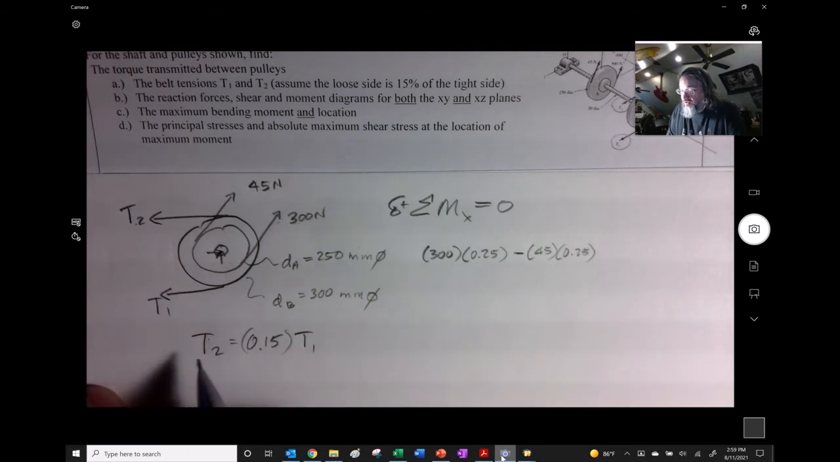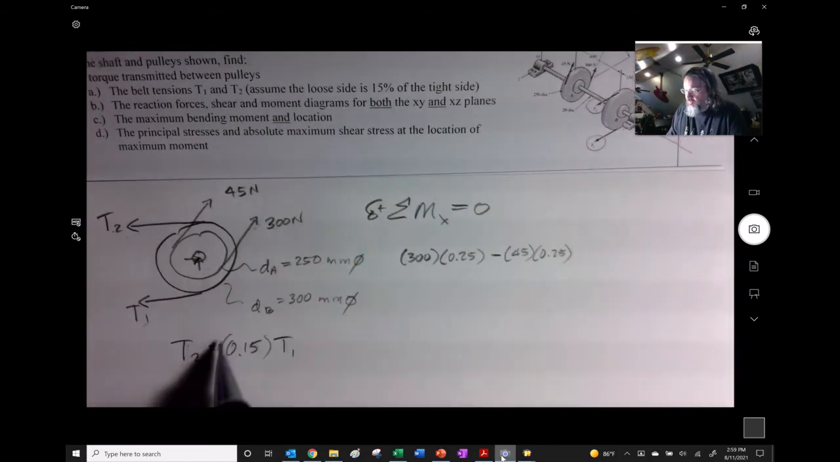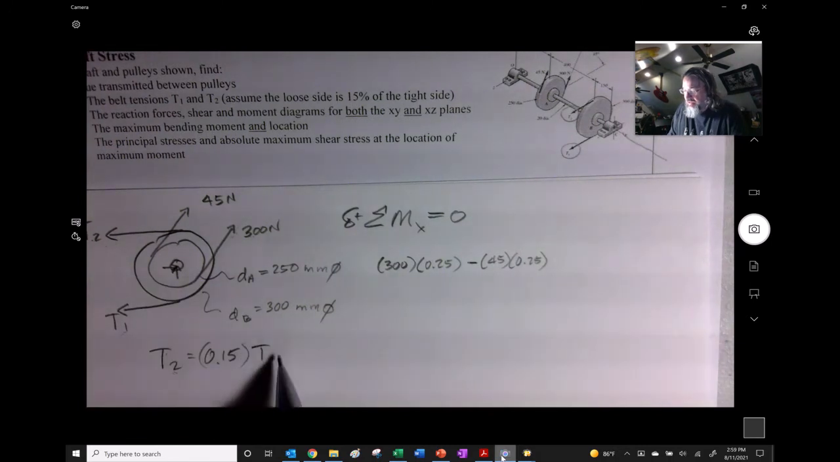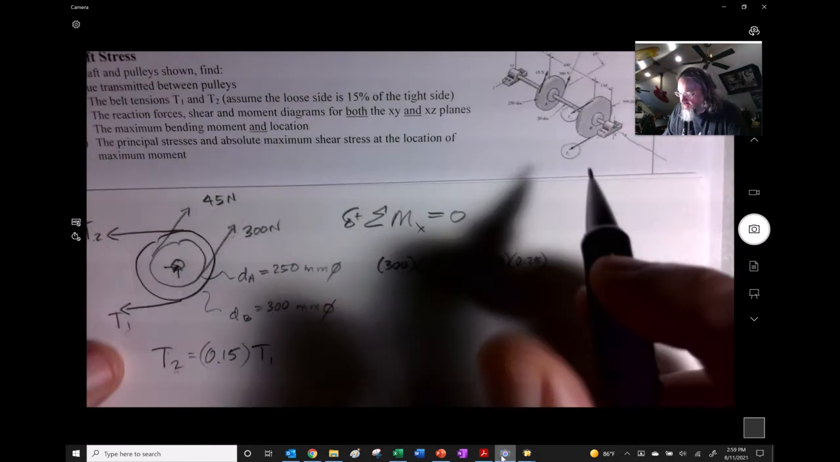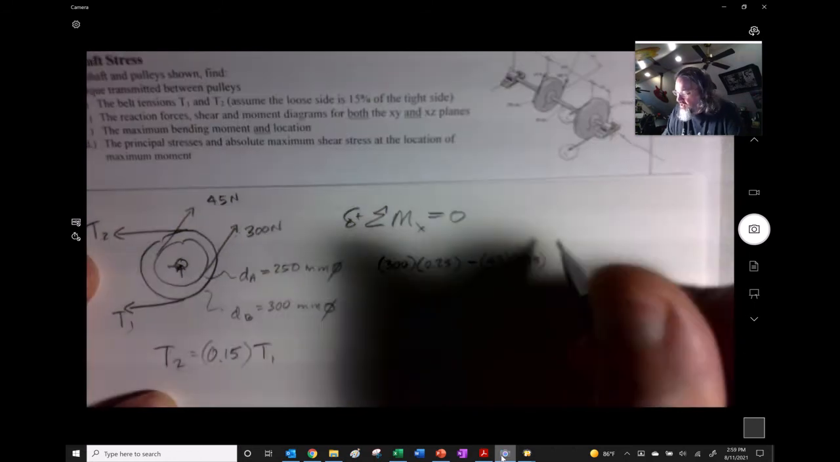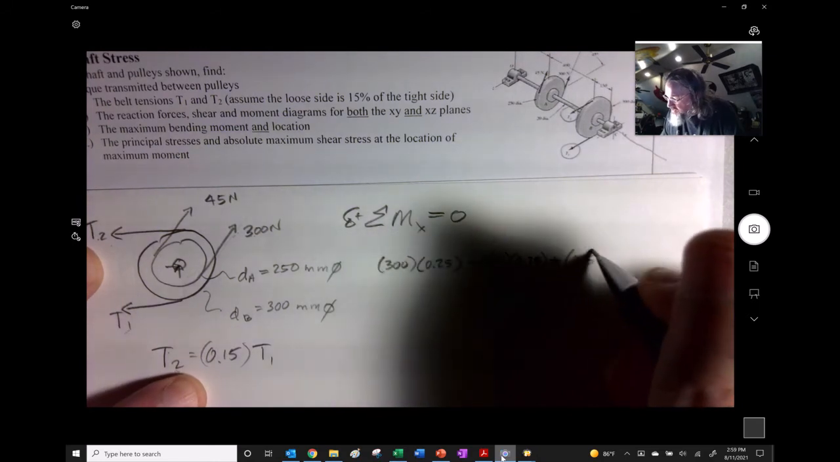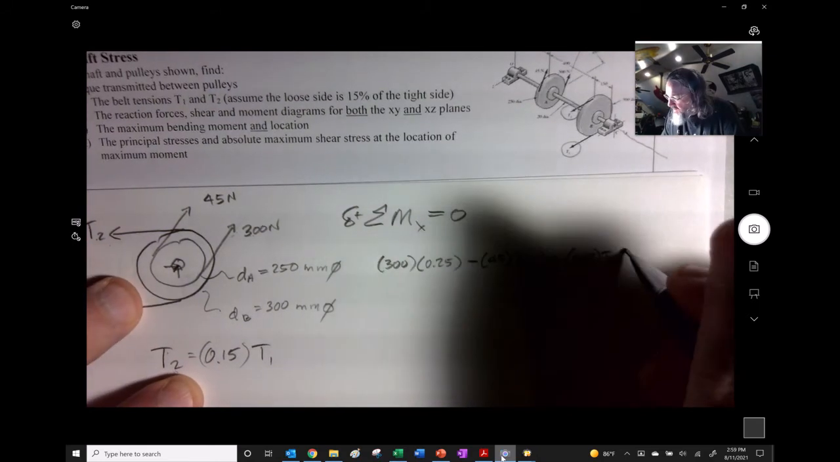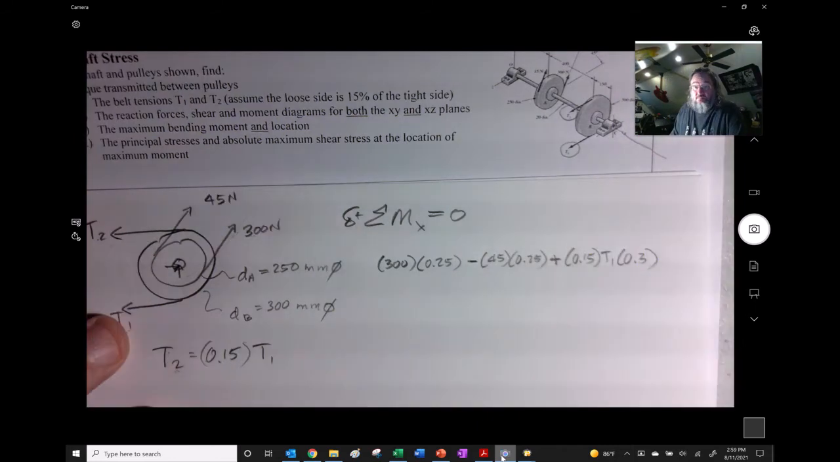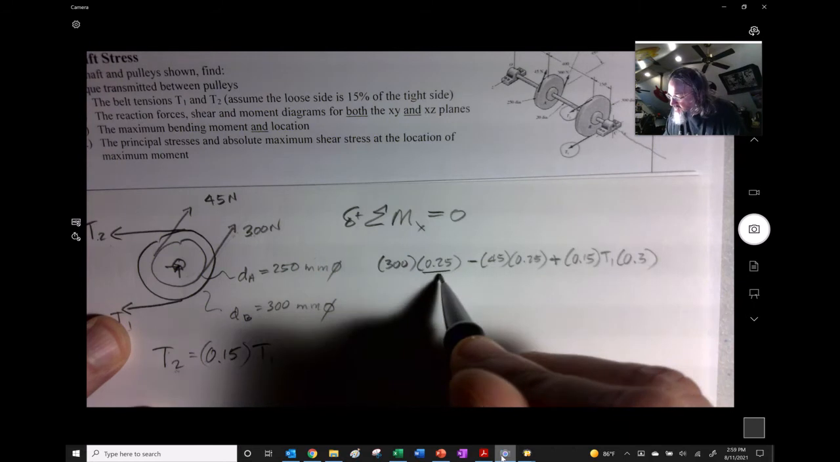They said that the loose side was 15%. So this one, T2, is only 15% of T1. So we could replace that right in there, and now we could just solve for T1, right? So maybe we start out with T2 is going counterclockwise, so it's going to be plus T2, which is 0.15 T1 times our 0.3, right? Because this is divided by 2, dummy.